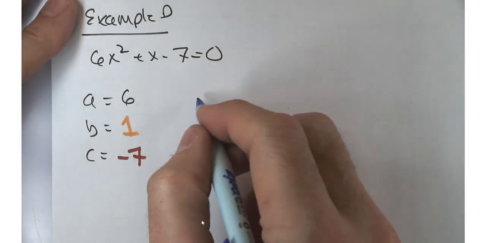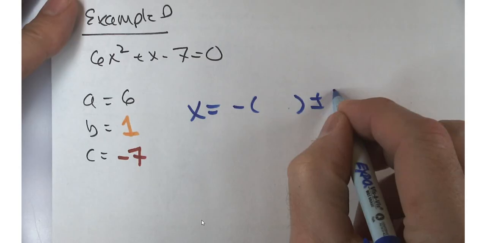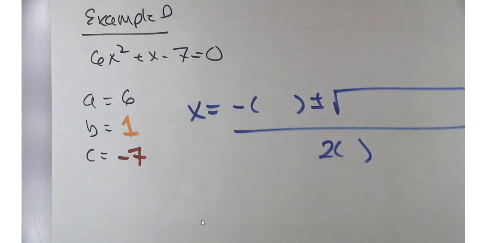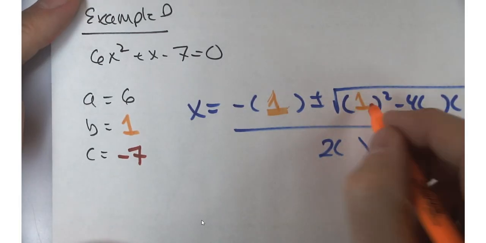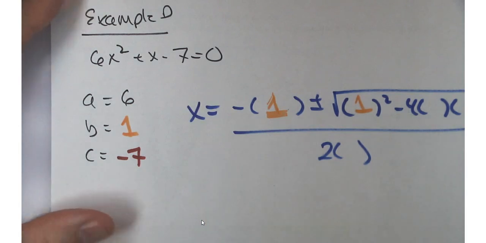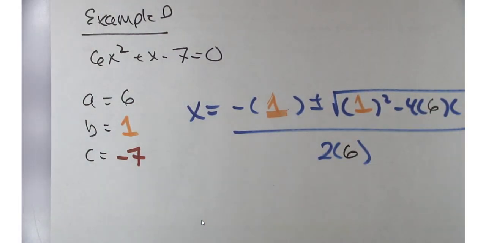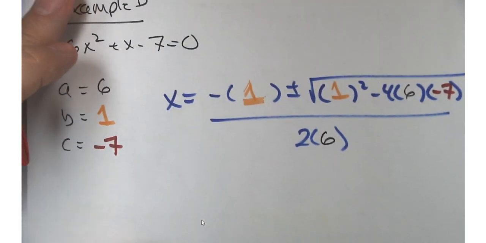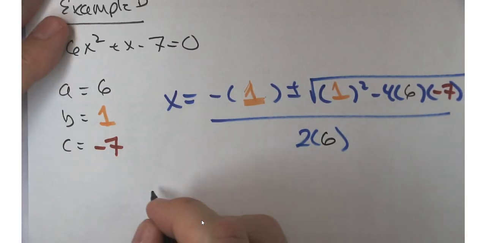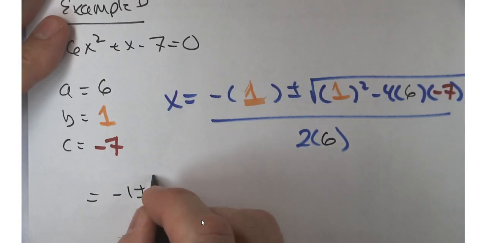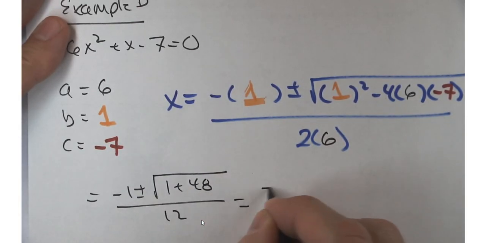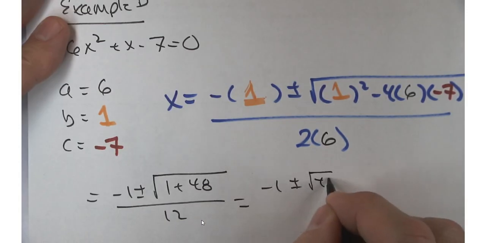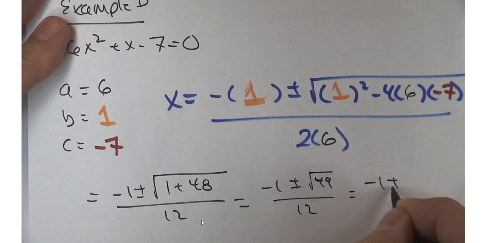If you did use the quadratic formula, it would look like this. Negative b, and I'm going to fill this in with the proper colors so that you can follow along, plus or minus the square root of b squared minus 4ac, all over 2a. So negative 1 plus or minus the square root of 1 squared minus 4 times a, which was 6, divided by 2a, which is also 6. And then very carefully, we're going to put in that negative 7. So that's where everything's going. We end up with negative 1 plus or minus the square root of 1 plus 48 over 12, which is negative 1 plus or minus the square root of 49 over 12, or negative 1 plus or minus 7 over 12.